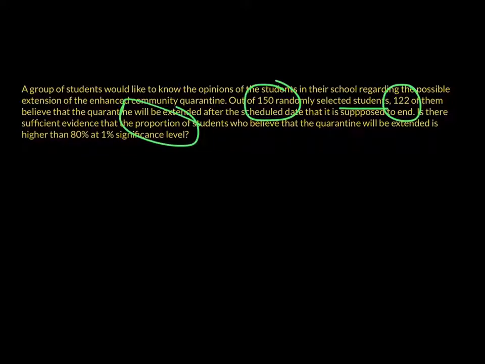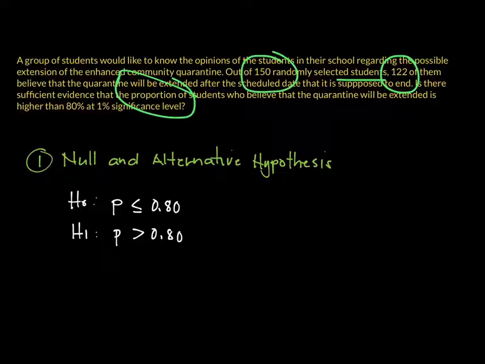So how do we proceed with the testing? We will be using the 5 steps version of the hypothesis testing. So step number 1, that is the writing of the null and alternative hypothesis. Now this is a good example of hypothesis testing on one proportion, because this is where we do not need to write first the null hypothesis. As we can see from the statement, what we want to test is if there is sufficient evidence that the proportion of the students who believe that the quarantine will be extended is higher than 80%.